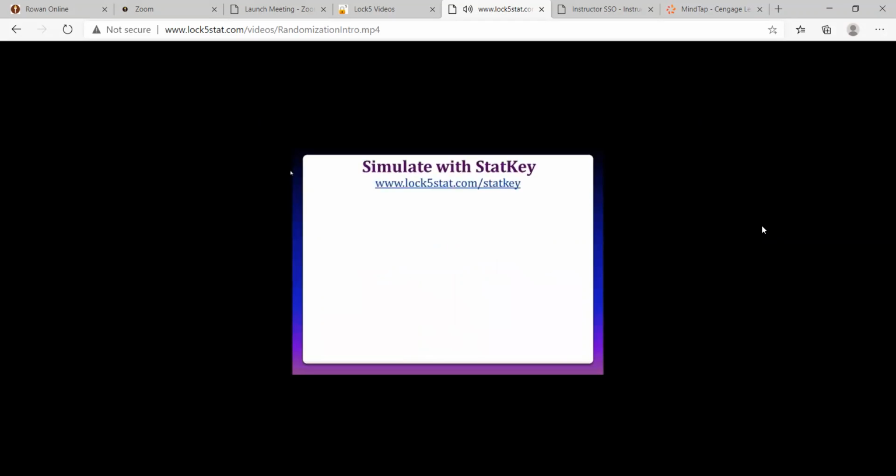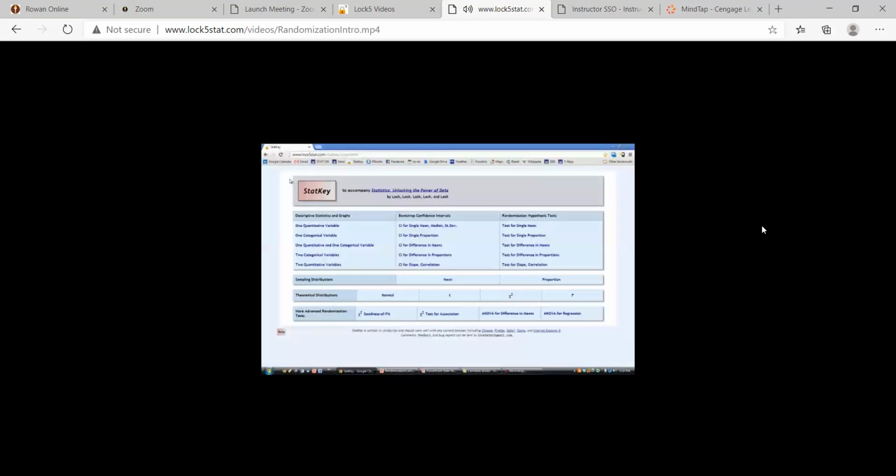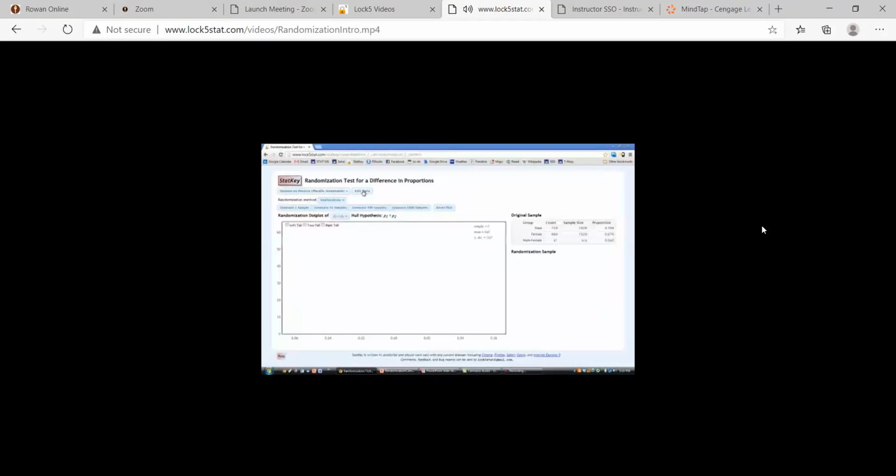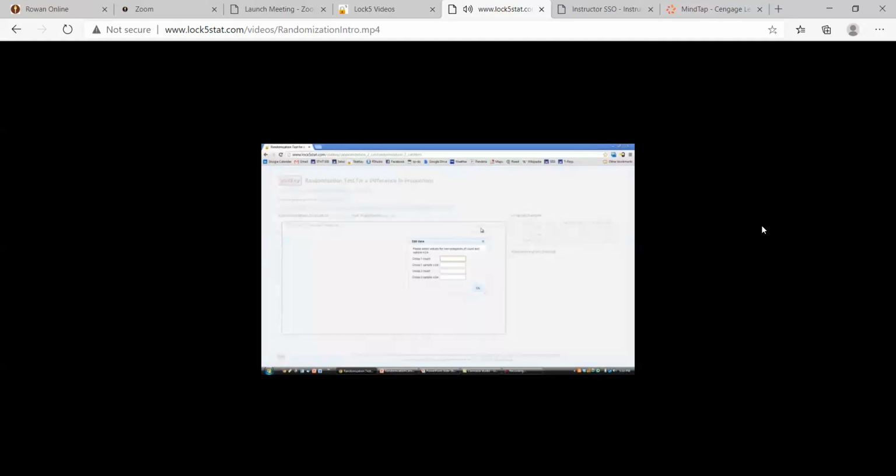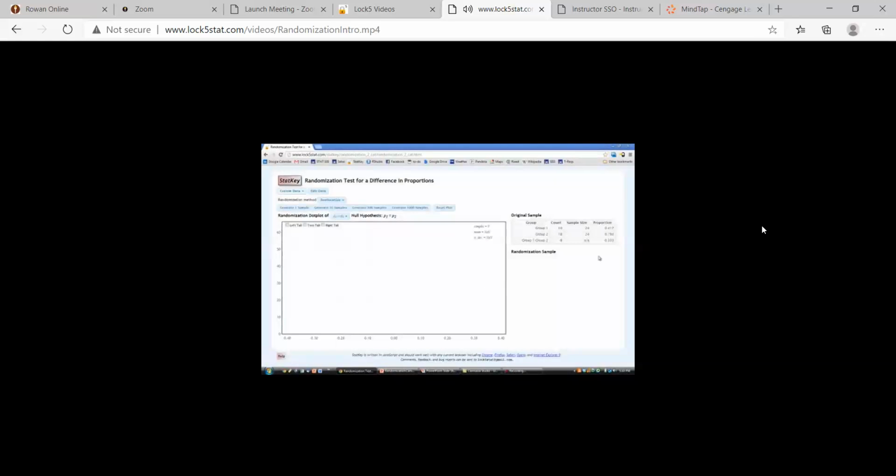So we're again going to turn to StatKey, and now we're doing a test for difference in proportions. In the original data, we had 10 out of 24 relapsing under the new drug and 18 out of 24 relapsing under the old drug. And we see our difference in proportions of negative 1/3.